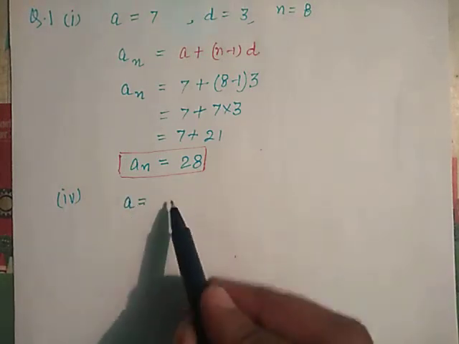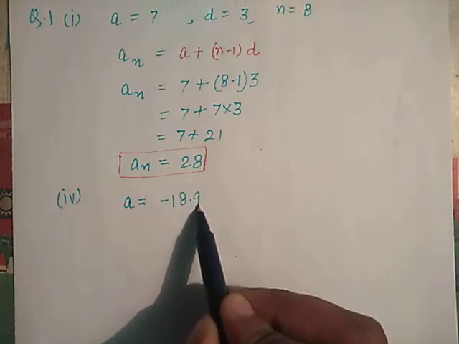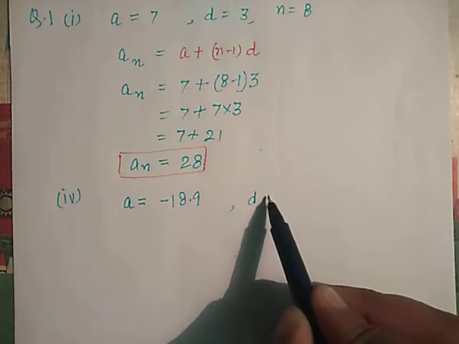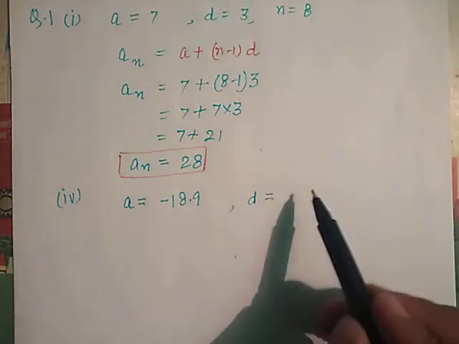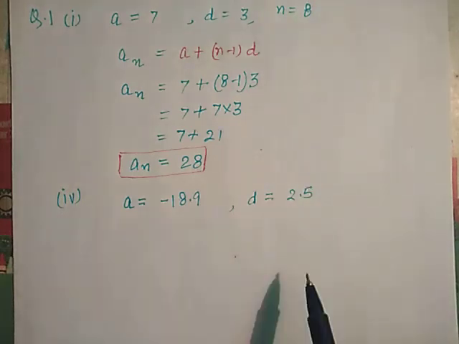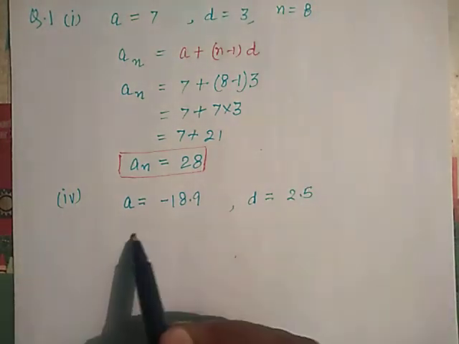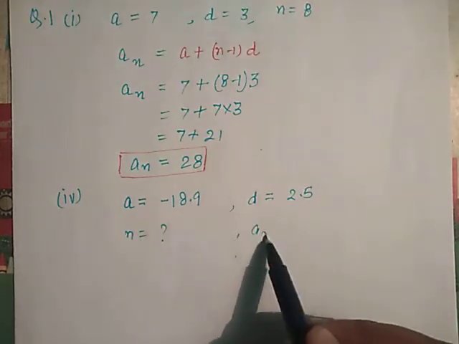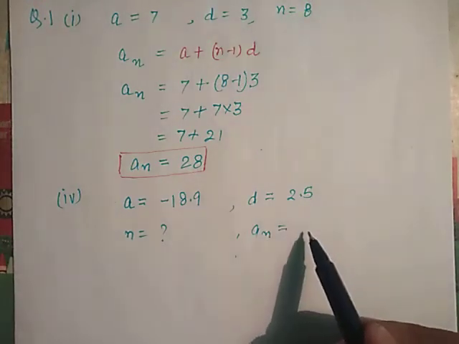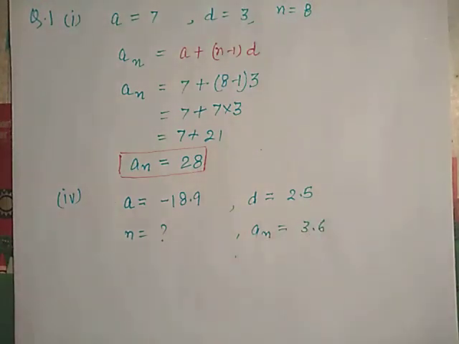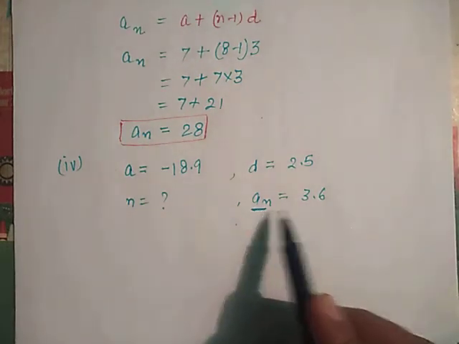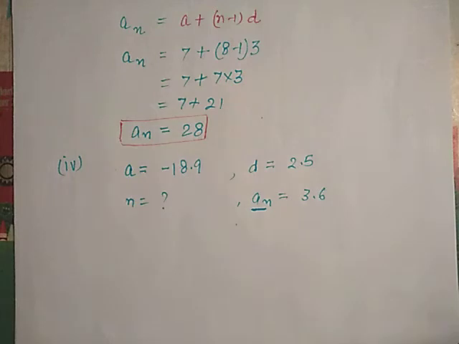Your first term is here minus 18.9, and the common difference is here 2.5, and n we have to find, and we have been given the value of the nth term, which is equal to 3.6. You have to fill in all the entries. Now we will use the formula for an, and it is equal to 3.6.